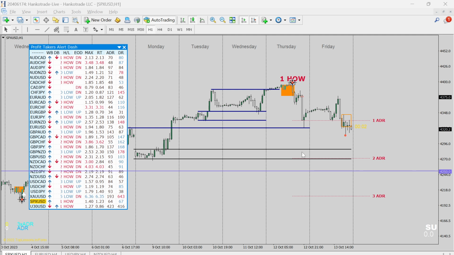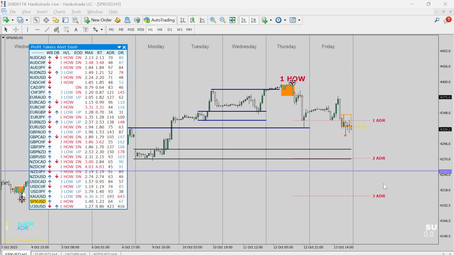Now the cool thing about it, if it's blank, like we see here, it just means that price pulled back into the range. And it's technically going into an inside day type of situation. So that's basically what it means if it's blank.